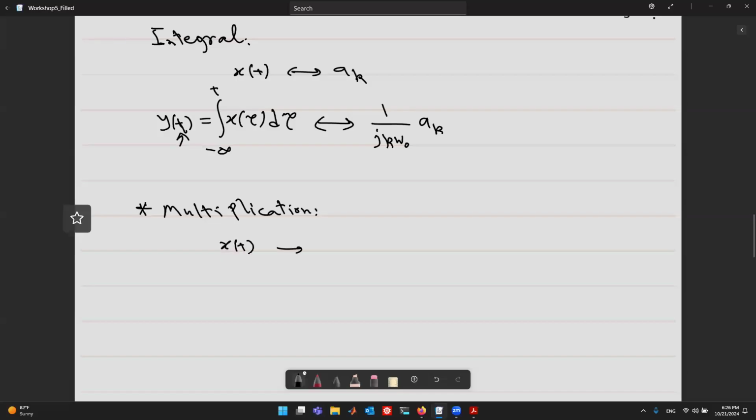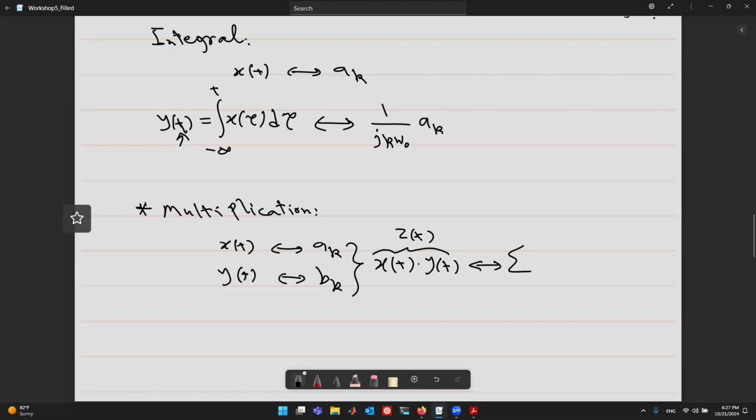If we have x(t) with the corresponding Fourier series coefficients a_k, and y(t) with b_k Fourier series coefficients, and we multiply those two signals, let's say this is z(t), the Fourier series coefficient for this new signal z(t) will be the convolution between the Fourier series coefficients a_k of x(t) and b_k of y(t). So it will be the sum over l from minus infinity to plus infinity of a_l b_(k minus l), or we can write a_k convolution with b_k. This is a discrete convolution.